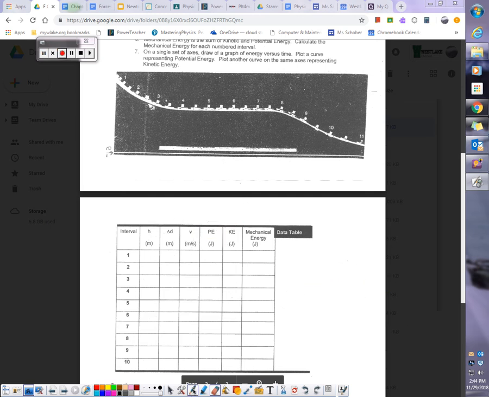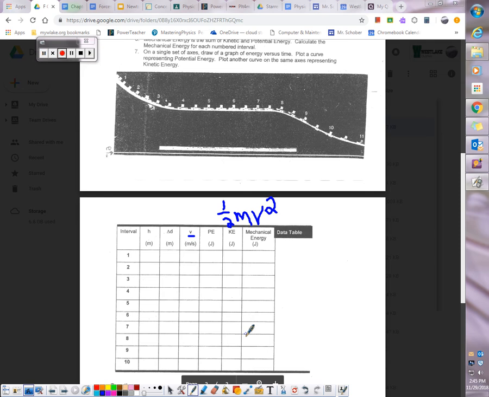Then the next column is kinetic energy. Kinetic energy, we know, is found by the equation 1/2 mv squared. So 1/2 times the mass, which is again 0.1 kilograms, times v squared. That's the number that you already calculated. Remember that only the v is getting squared, not the whole thing. Only the v gets squared, not the 1/2 mass. That's how you calculate those kinetic energies.